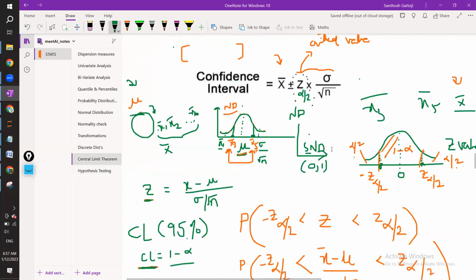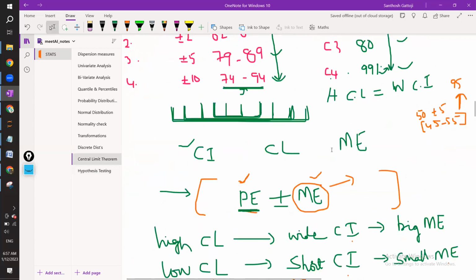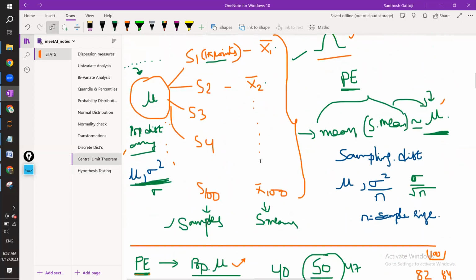See guys, it's a new topic, so let's make it very clear. Even in this scenario there is a population. Going back to the central limit theorem, there is a population and you are taking multiple samples, and for the samples you are taking the mean. This sampling mean, whatever you take, will be almost equal to the population mean. That's what we have studied. Do you agree, guys? This one?